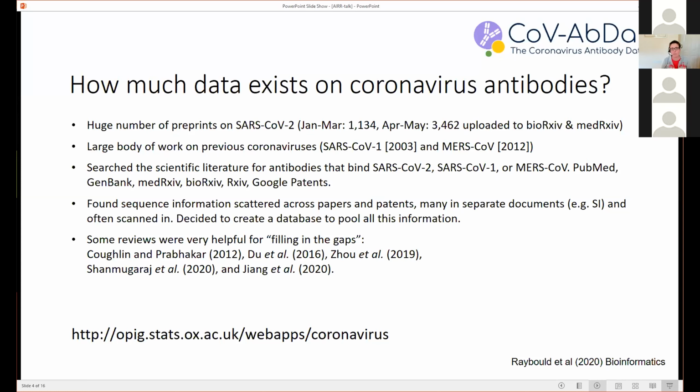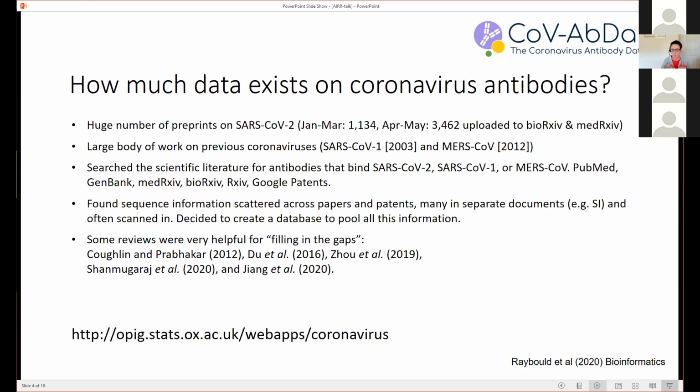So there are a huge number of preprints now on SARS-CoV-2. About 1,000 had come out between January and March, another 3,500 April to May. I haven't got the data for the most recent, but would expect that kind of increase again. And there's quite a lot of work on previous coronaviruses like SARS-CoV-1 back from 2003 and MERS in 2012.